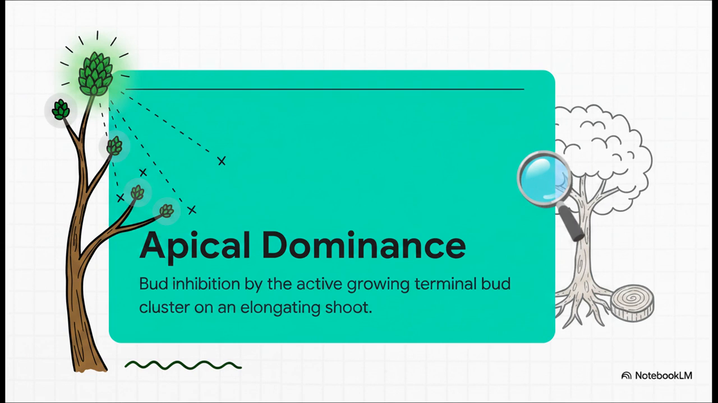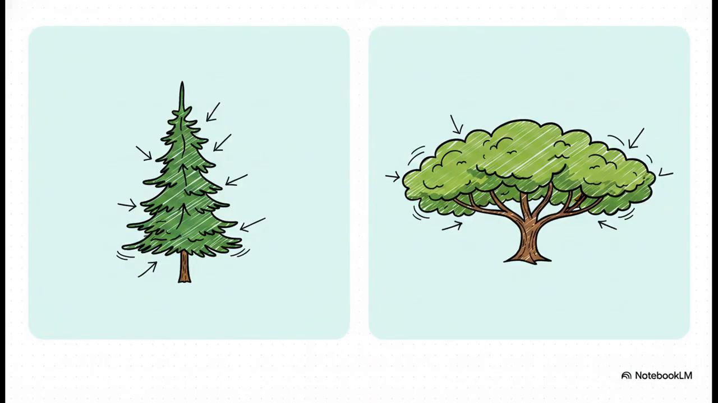If we, as stewards, don't understand how that terminal bud interacts with the lateral buds, well, we can't accurately predict a tree's mature form, and we definitely can't prune it correctly. Which brings us to a fascinating biological distinction. We've got to recognize the difference between excurrent and decurrent habits.